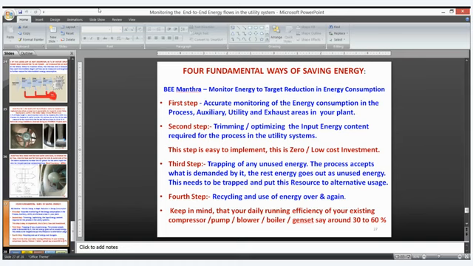So the four fundamental ways of energy saving: one is monitoring the energy and targeting the energy consumption. Accurate monitoring not only on the process, but on the auxiliaries, on the utilities and the exhaust areas. That is what I am trying to add here. The exhaust areas: what we are doing in the boiler for the indirect efficiency, let us try to have the same deployed horizontally for all the electrical utilities. Try to monitor all the exhausted areas to the atmosphere. If this is monitored, this will give you a symptom of what the energy loss is and how this can be reduced. Second step is trimming or optimizing the input energy content for the given process.